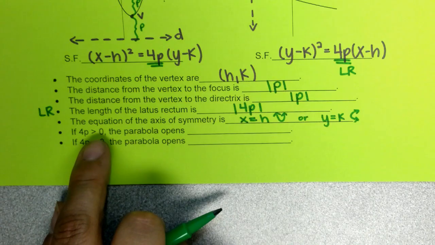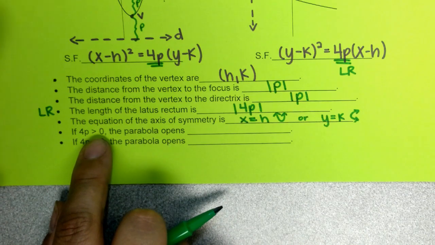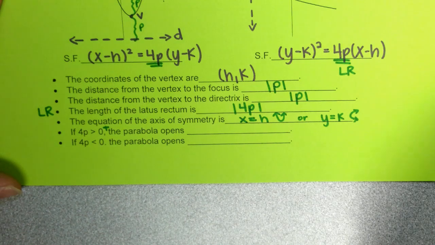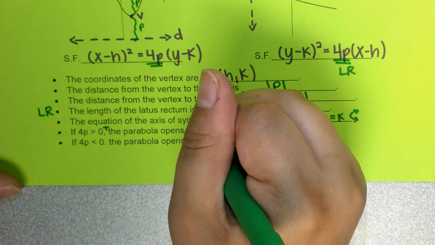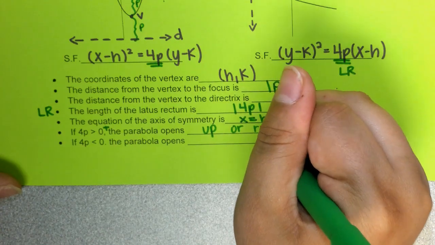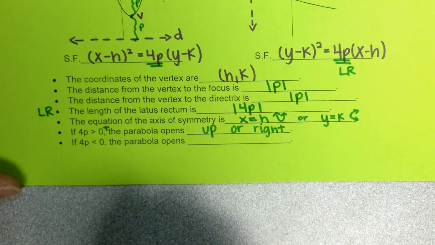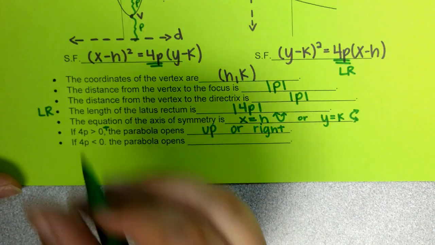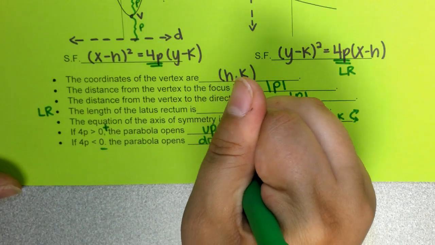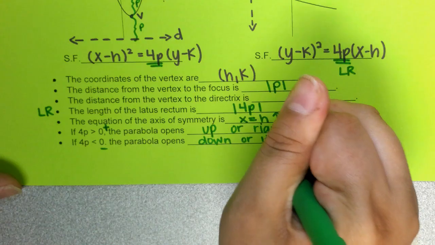If 4p is greater than 0, what does greater than 0 mean? If it's positive, my parabola is going to open which way? Up, or it could open right. What if 4p is less than 0? It's negative, so it would open down or left.